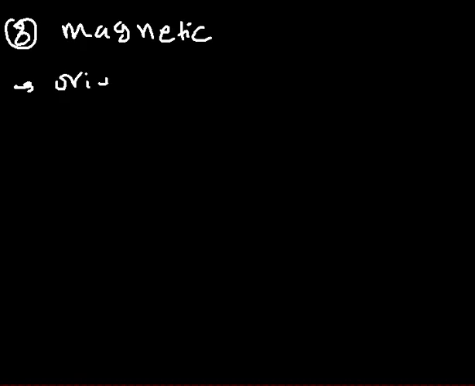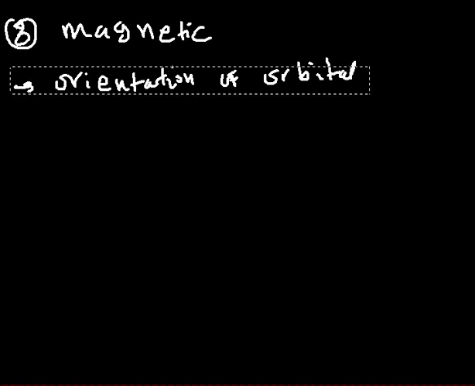Now another quantum number we call the magnetic quantum number. This one describes the orientation of the orbitals in a three-dimensional system. That is what we call the magnetic quantum number, and it is symbolized as ML.